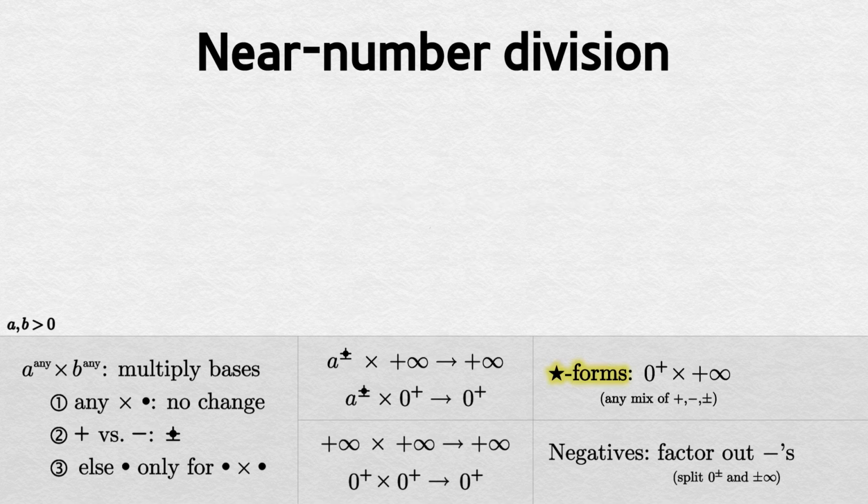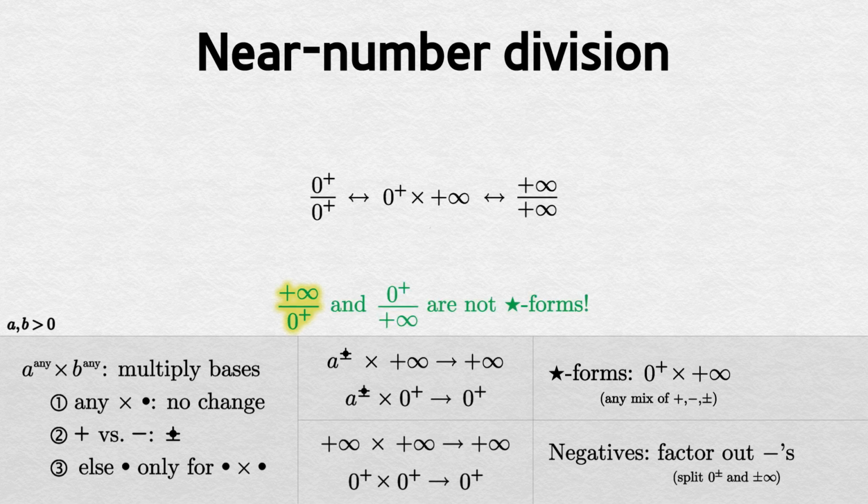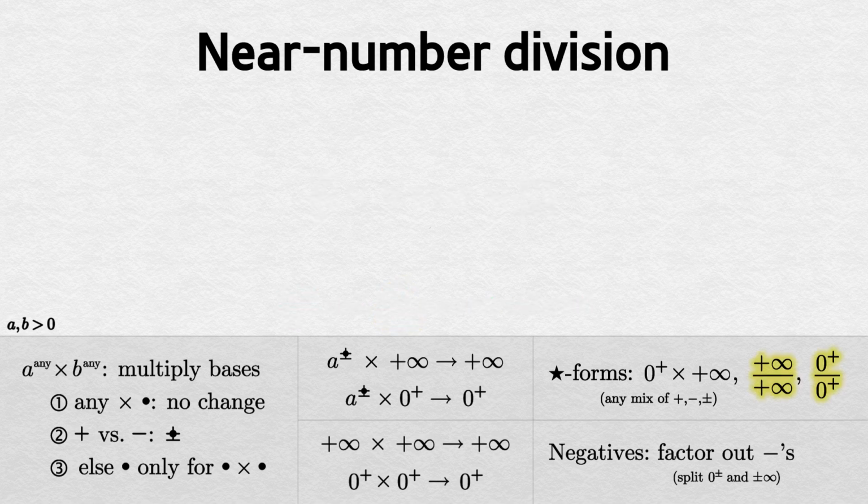Finally, what about star forms for division? These come when we multiply 0 plus and positive infinity. Depending on which one we reciprocate and move to the denominator, this gives us two basic star forms for division, 0 plus over 0 plus, and positive infinity over positive infinity. Note that positive infinity over 0 plus fits into positive infinity, and 0 plus over positive infinity fits into 0 plus, so these aren't star forms. Let's carefully work through just one of these, which are both 0 plus times positive infinity in hiding.